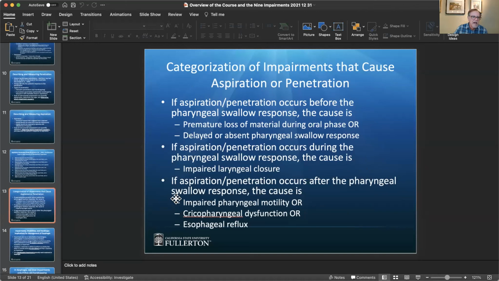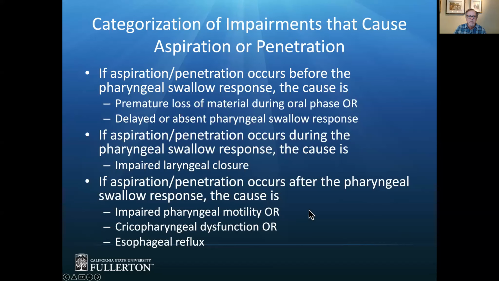And it turns out we have more like 7 slides to go, but I'll go fairly quickly, so hopefully it's okay. We finished the second bullet point and the third, and then the first bullet point has to do with those 2 situations where aspiration occurs before the pharyngeal swallow response. And in one, I think this is kind of easy to understand. The patient is processing the material in their mouth. And basically at some point in the process, they lose some of the material down into the pharynx. And that can be aspirated at that point.